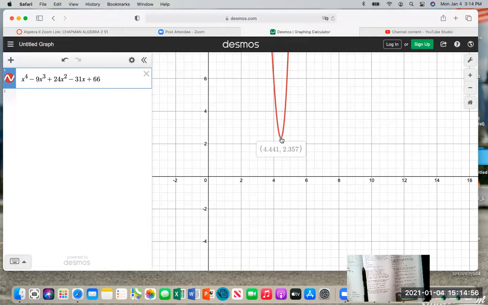Well, this x value is 4.441. So your problem is saying x years after 2016. So since my x value is 4.441, that's 4.441 years after 2016. So technically this reaches a relative minimum in 2020, right? About a third of the way through the year in 2020.